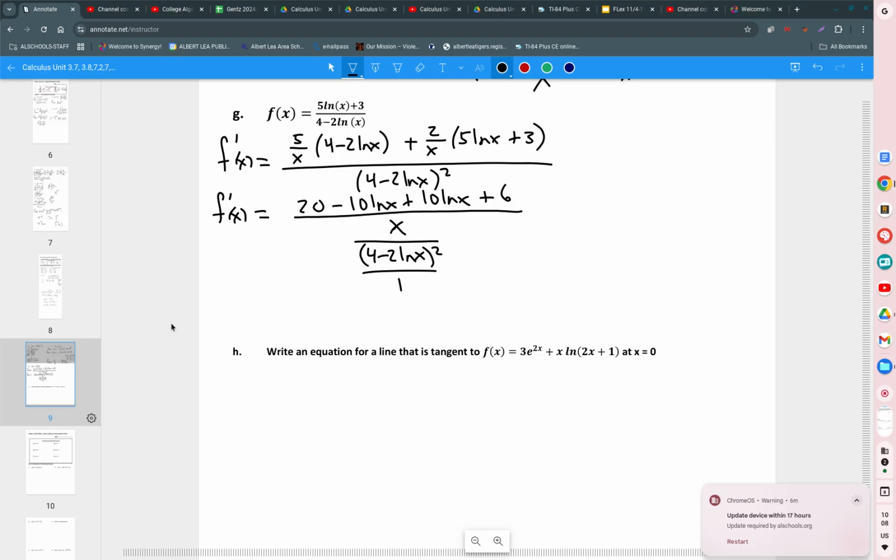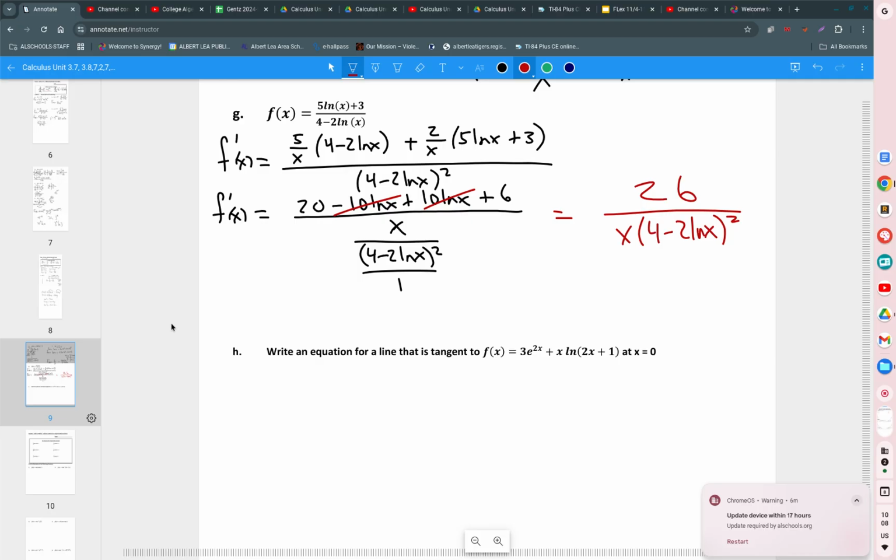What happens in the top? The 10 natural logs cancel out. You're left with 26. And then when you multiply by the reciprocal, can everybody see that the x and the 4 minus 2 natural log of x squared will join in the denominator together? So x times 4 minus 2 natural log of x quantity squared. Yep, that's my derivative. Works out quite nicely.